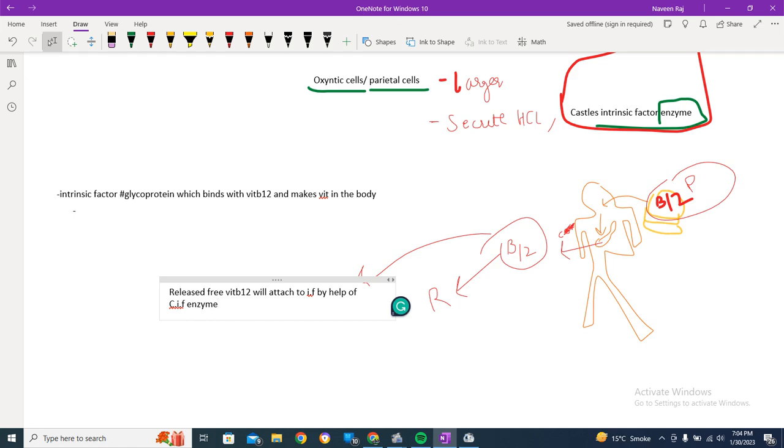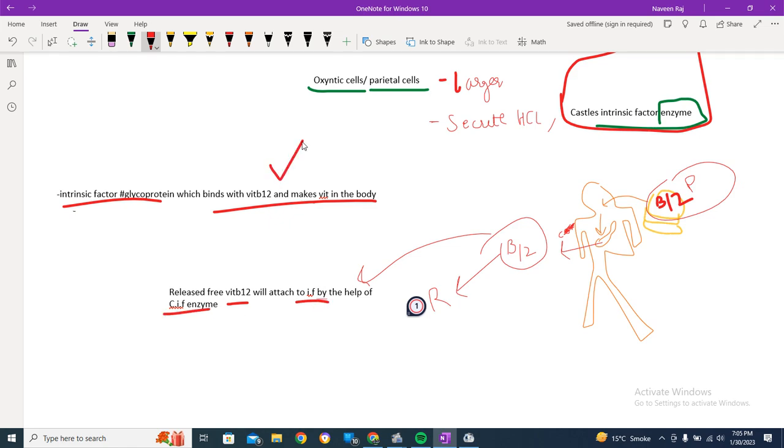Okay. So when it gets attached to the intrinsic factor, first of all, let me recall all that. Intrinsic factor is a protein that binds with vitamin B12 and makes the vitamin available in the body. Now, this was a statement. What does that mean? It's a glycoprotein. This means that vitamin B12 was bonded with protein, so it became a glycoprotein and binds with vitamin B12. Released vitamin B12 attaches to intrinsic factor by the help of the enzyme. Both of these are the same statements.